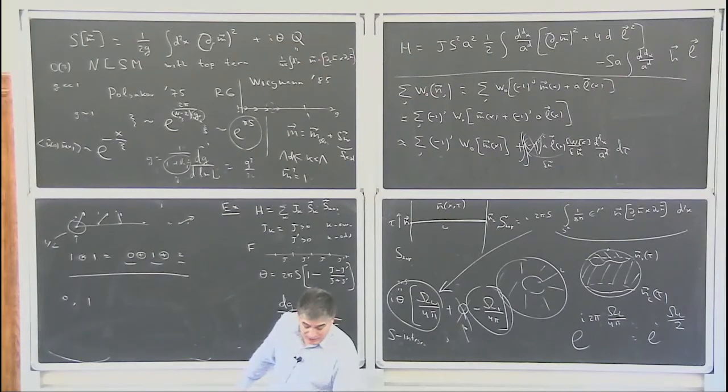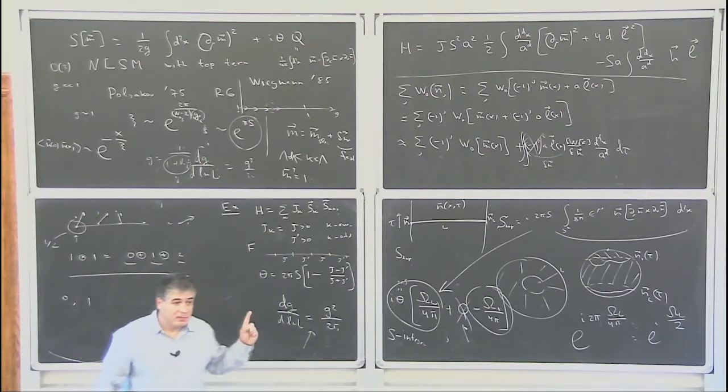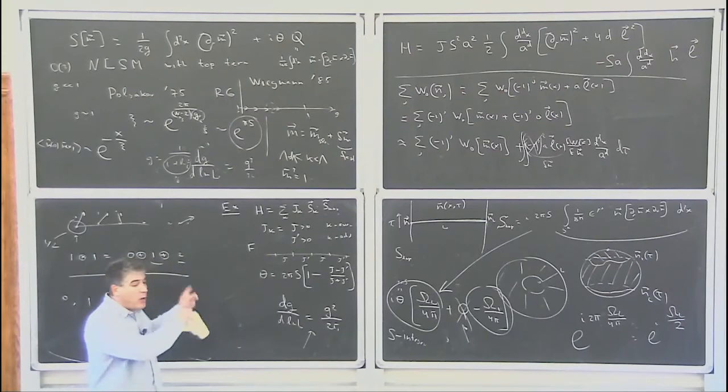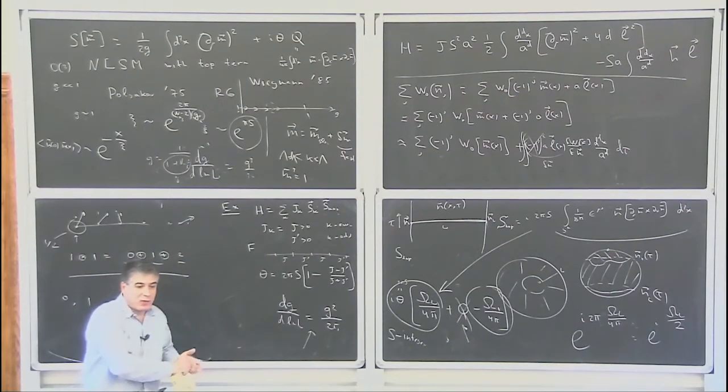So one more thing is that I started with the theta term, and at the boundary, it gave me the Wess-Zumino term again. So it's one more connection. Yes?